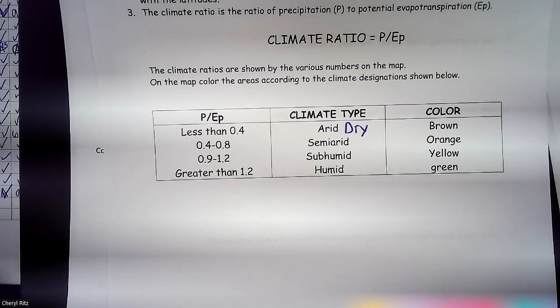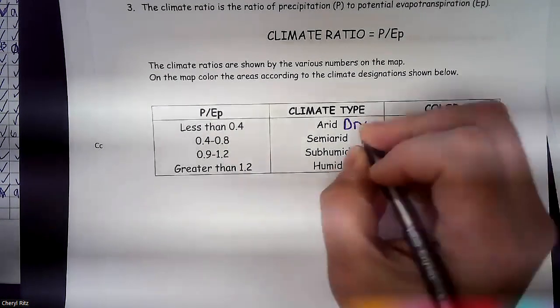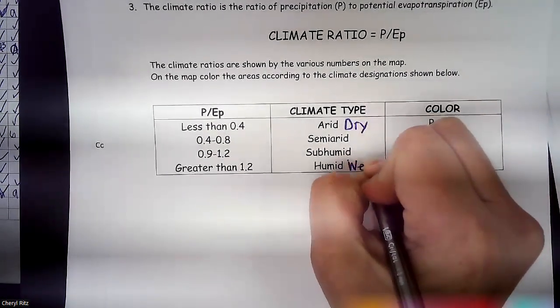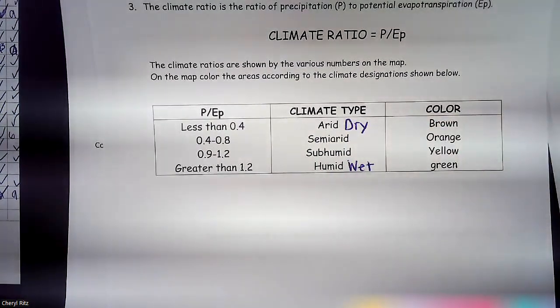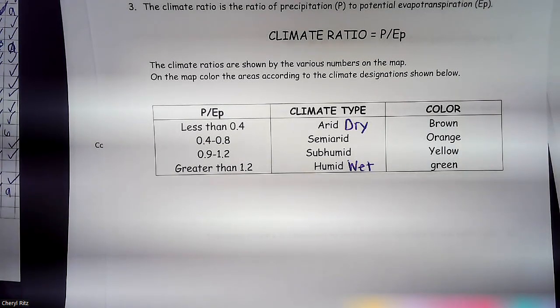I just expect you to know that arid means dry, and what does humid mean? Yeah, moist or wet. Now, I guess technically I do teach you humid, but again, it was a vocab word I expected you to know coming into this class.